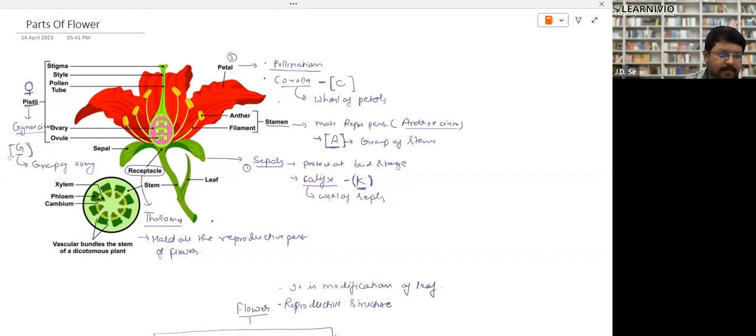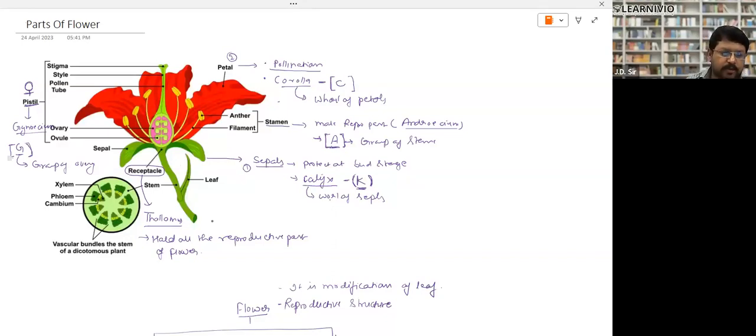Then this receptacle, it has thalamus, it has xylem, phloem, cambium, vascular bundles are there, right? Then they are the petals. Petals, they help in the pollination. They are the colored part. The whorl of petal is called corolla, right? We represent them by C.